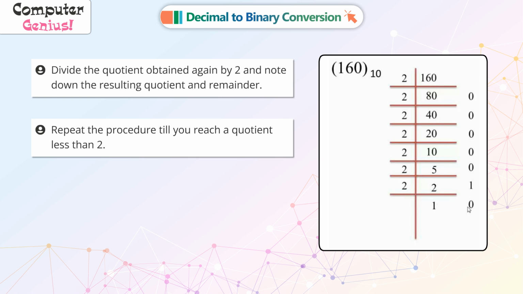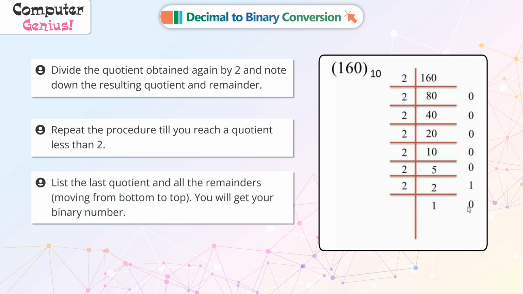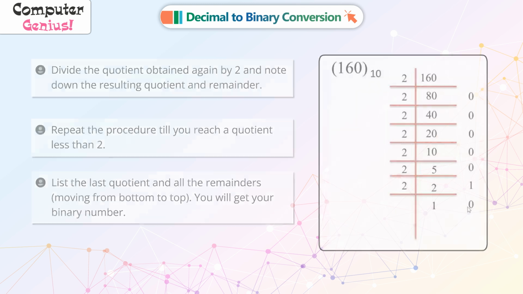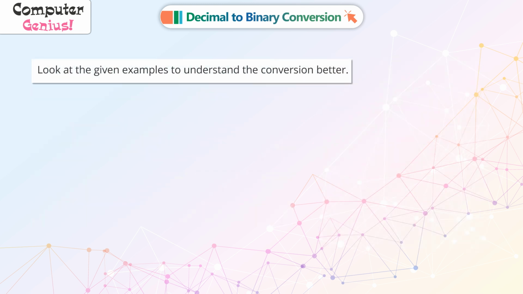Repeat the procedure till you reach a quotient less than 2. List the last quotient and all the remainders moving from bottom to top. You will get your binary number. Look at the given examples to understand the conversion better.